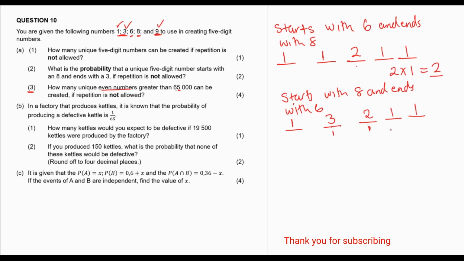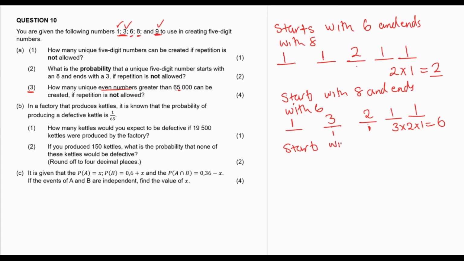Okay, and then the number of unique numbers here will be 3 times 2 times 1, which is equal to 6. Can the number start with a 9? Yes, can start with a 9. So that will be our last situation.